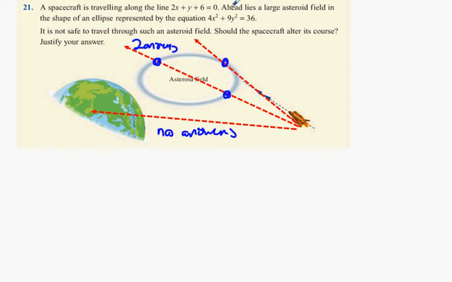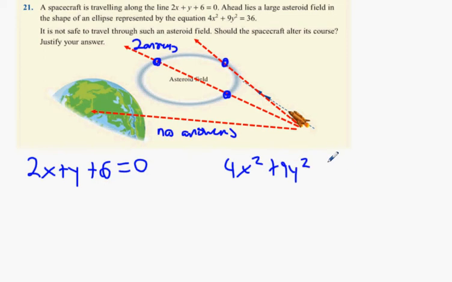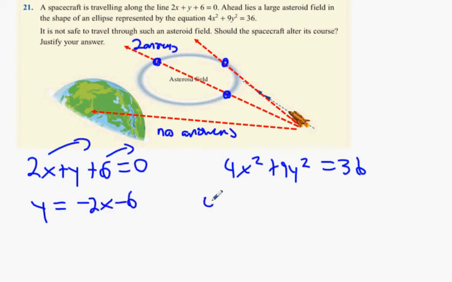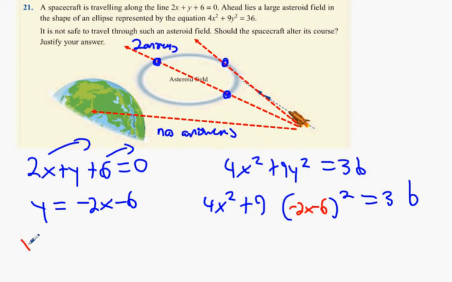Okay. Now, which one's the linear equation? Which one's the linear? Okay. Now, get one of the letters on its own. Okay. Now, 4x squared plus 9 times whatever y is squared equals 36. What's y? Minus 2x minus 6. Now, the question is, what is y squared?